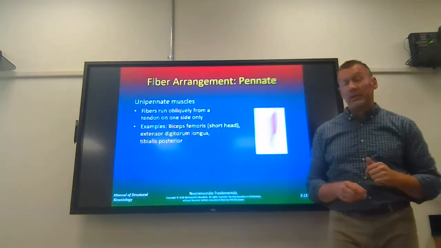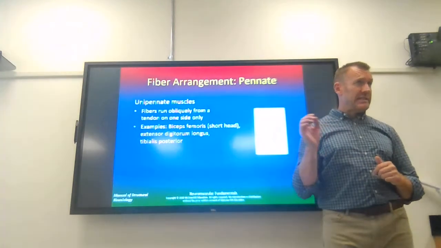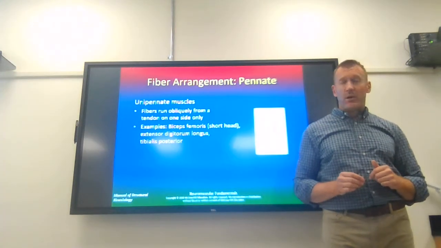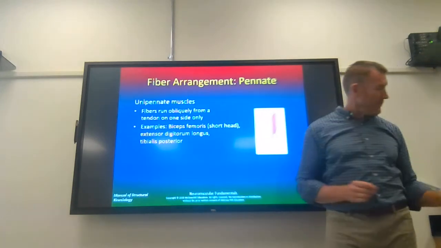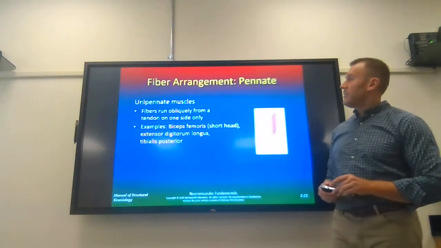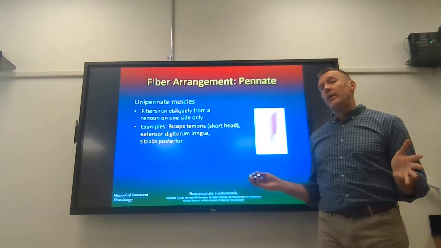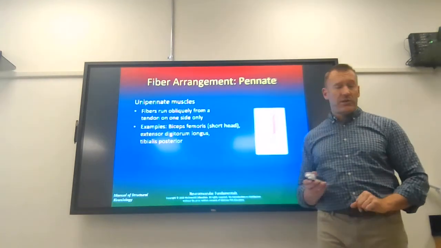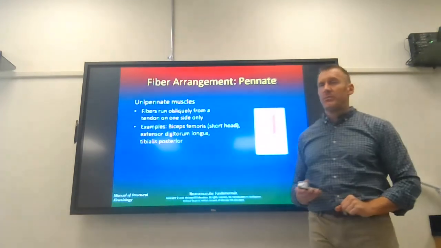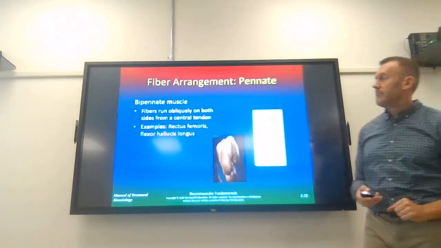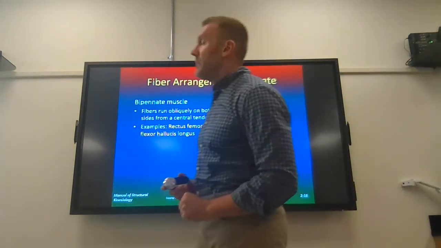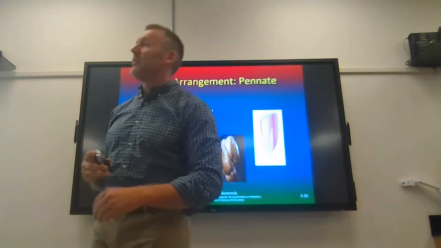Tibialis posterior. That's in the deep compartment of the lower leg and assists with plantar flexion. So just a few examples. I would be prepared to know one example of each. One example of each would be a good idea. Just memorize one example of each muscle type. What's a unipennate example? That would be a test question.